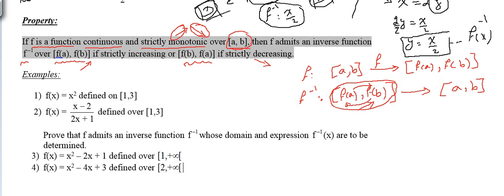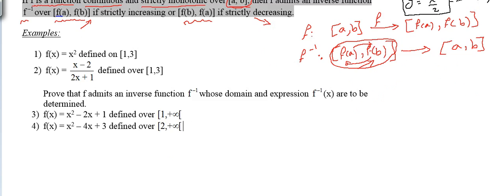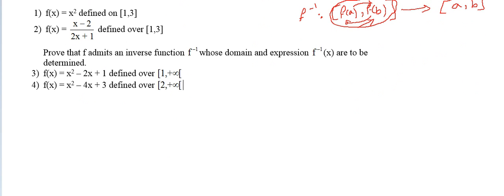Let's do some examples. First, f of x equals x squared. We need to... and it is given defined on [1, 3], right? First we do what? This is number 1. We have f of x equals x squared, and it is defined on [1, 3].